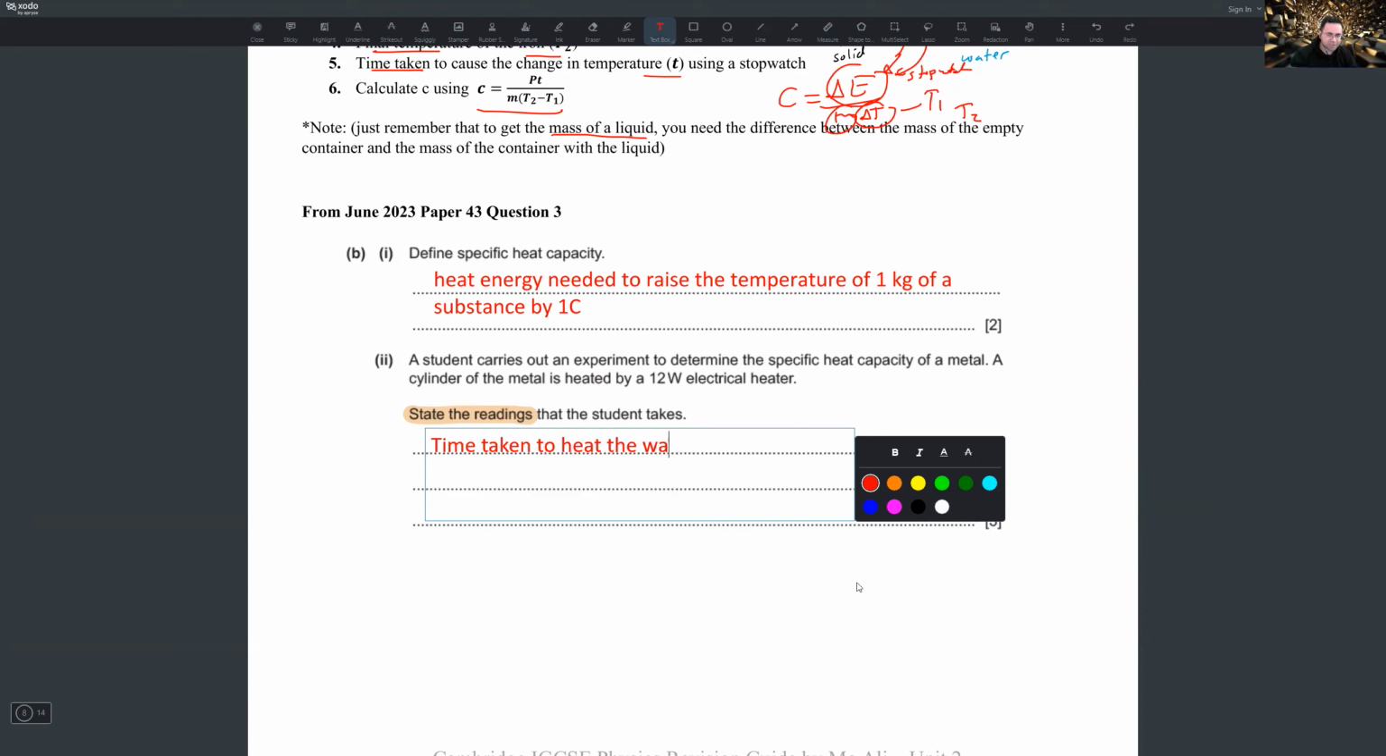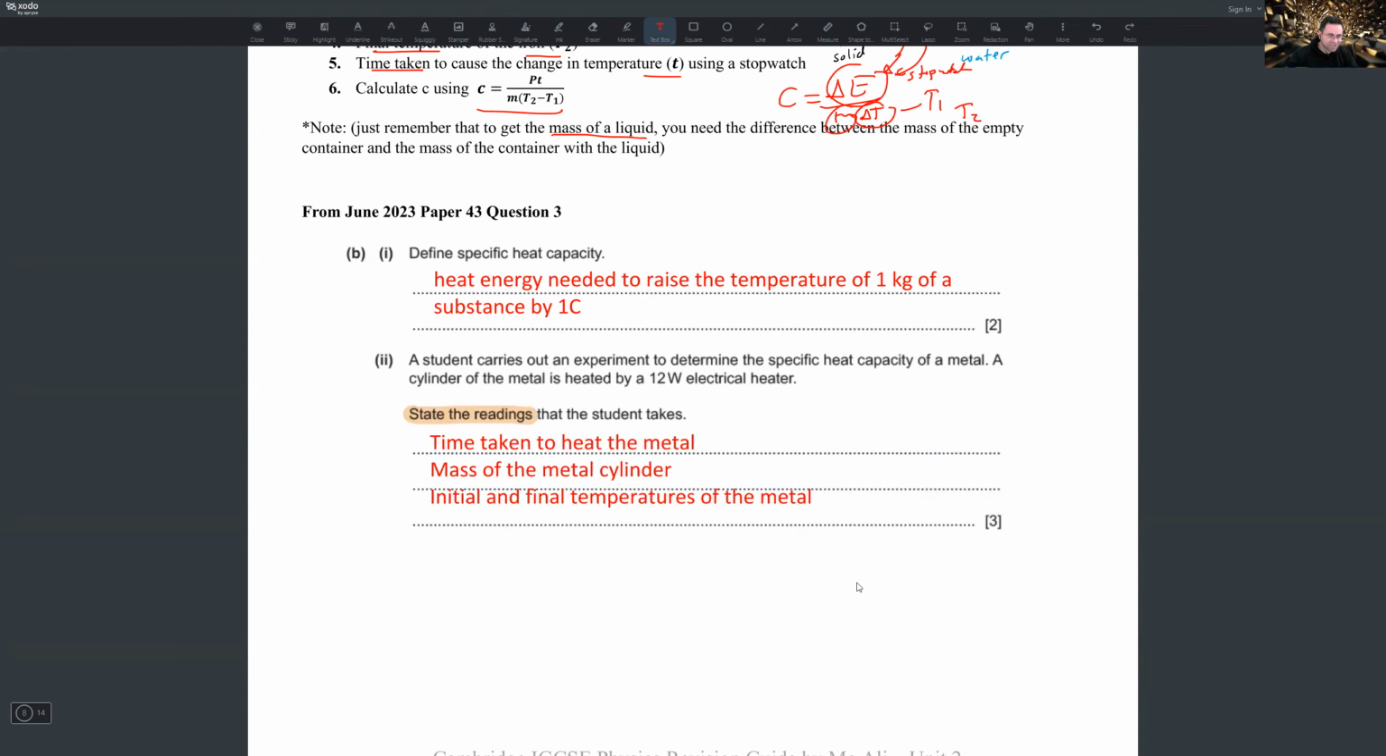What else? Oh, sorry. أنا ليه بقول water هو الميتال. The metal. The mass of the metal cylinder. And the initial and final temperatures of the metal, or the change in temperature of the metal.